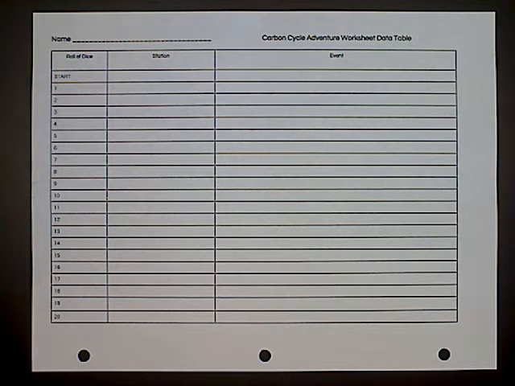Okay, so I'm going to roll through all of these, and we're going to do this a total of 20 times. And after each one, you're going to pause the video, and you are going to record the station that you are at and the event that occurred at your particular location. So let me move this out of the way.